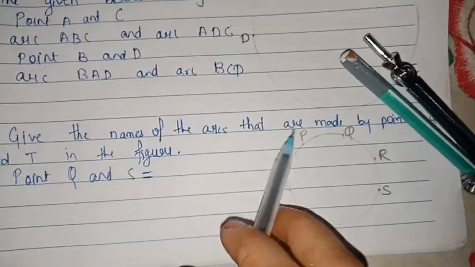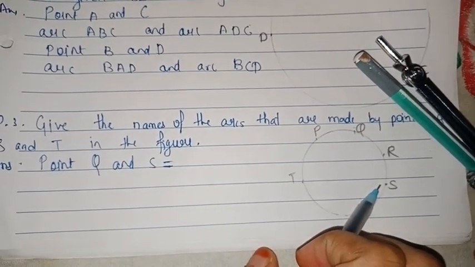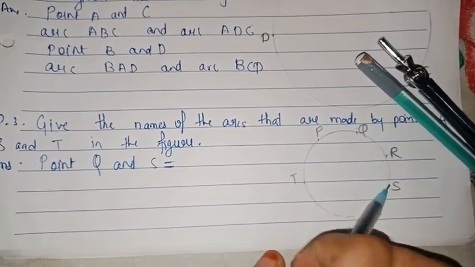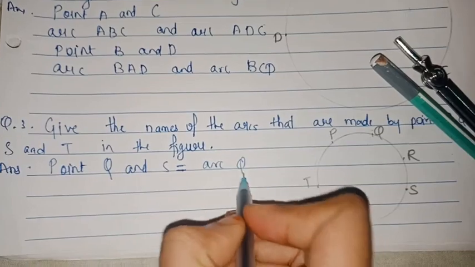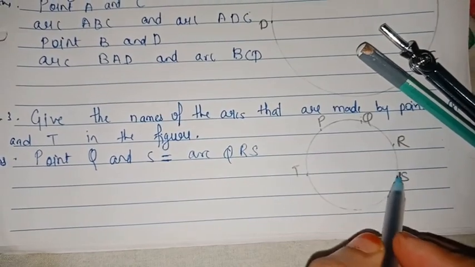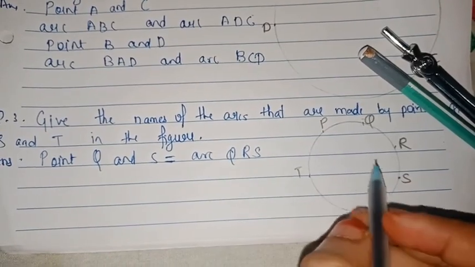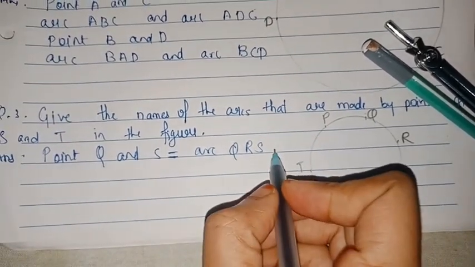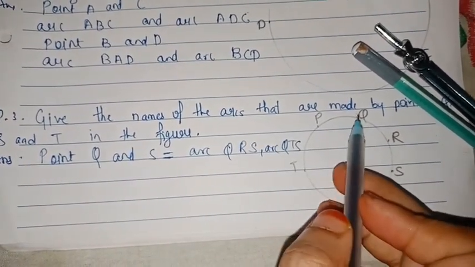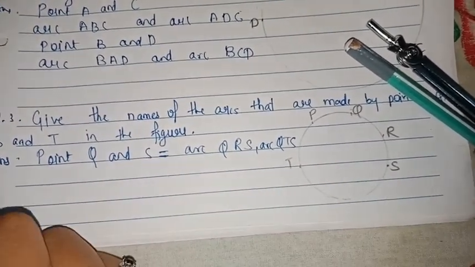Now Q is here and S is here. So first arc with the points Q and S is arc QRS, right? Arc QRS. Now second arc is arc QTS. You can also say arc QPS. Done.